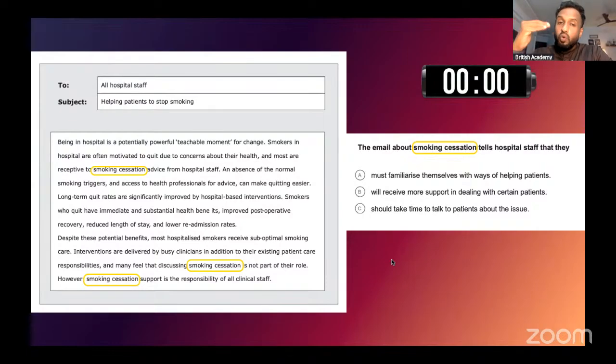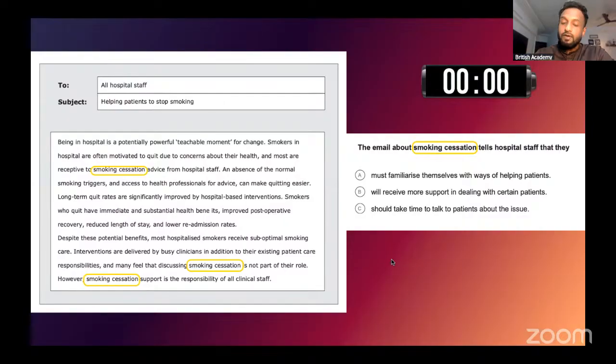Now, I will read only the three lines where I find smoking cessation. The first, I can see in the third line, and it begins from my first line. That is, smokers in hospital are often motivated to quit due to concerns about their health. They are much motivated, and most are receptive. Receptive means they are positive. They respond to the advice that you give.